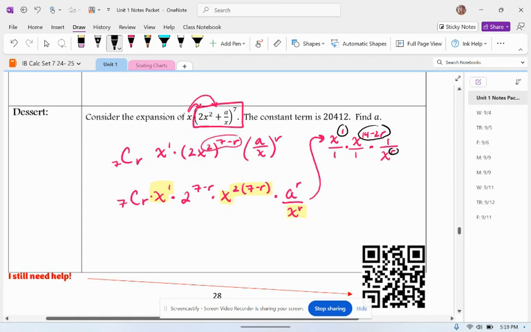How are these powers relating to one another to get us the desired r? When I multiply like bases, I add the exponents, so I'll have 1 plus 14 minus 2r, and that must be equal to the power in the denominator in order for those to cancel. So let's find out what this would be. This would be 15 minus 2r equals r, plus 2r on both sides.